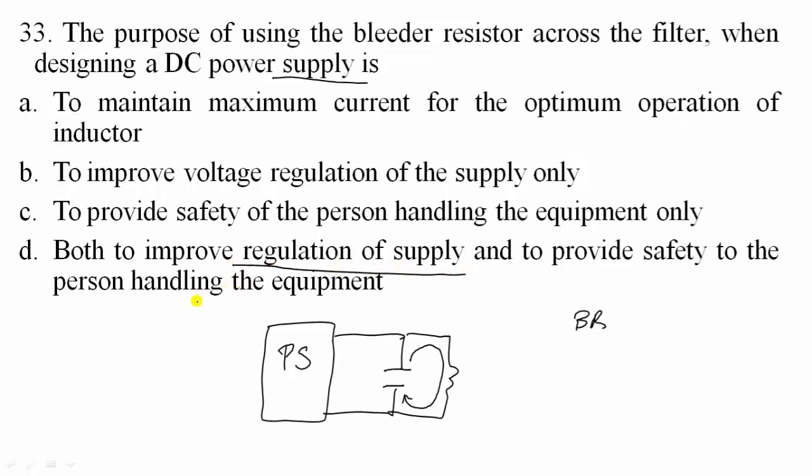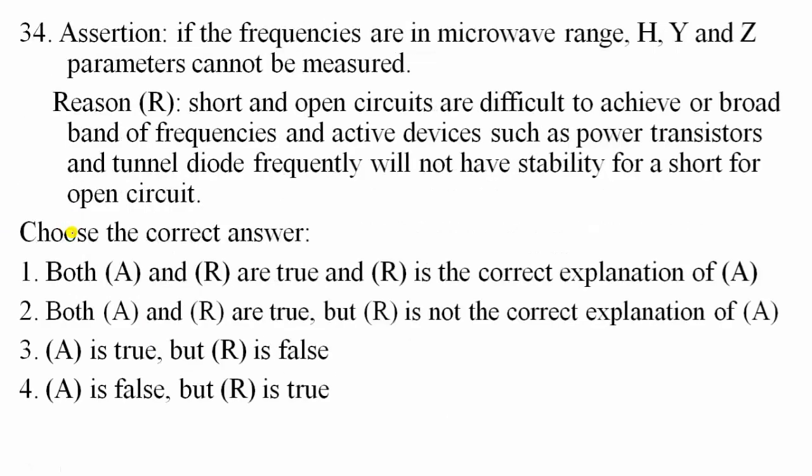So option D is going to follow. A bleeder resistor is used to improve regulation of the supply and to provide safety of the person who is handling the equipment. So the corresponding option is option D, which is correct.